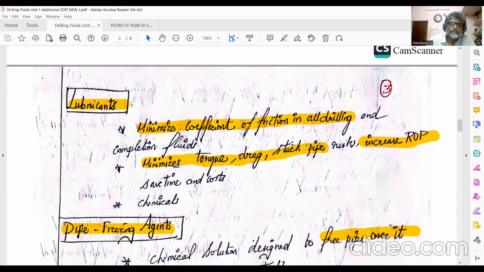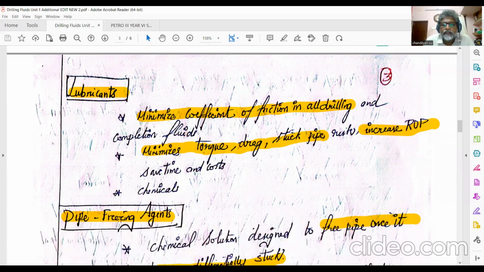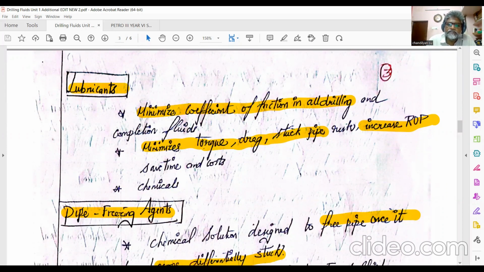Lubricants, the name itself speaks. They reduce the friction in the drilling string, take care of torque, drag, and stuck pipe, and increase the rate of penetration. Pipe freeing agents.